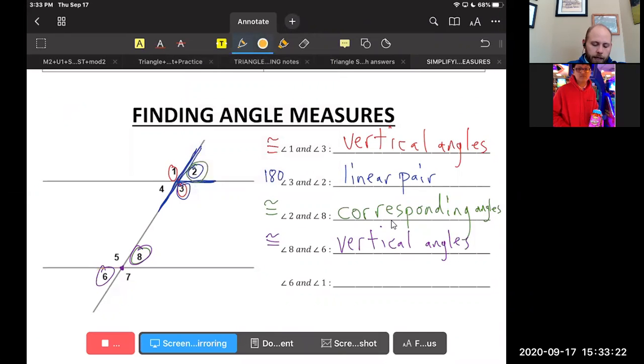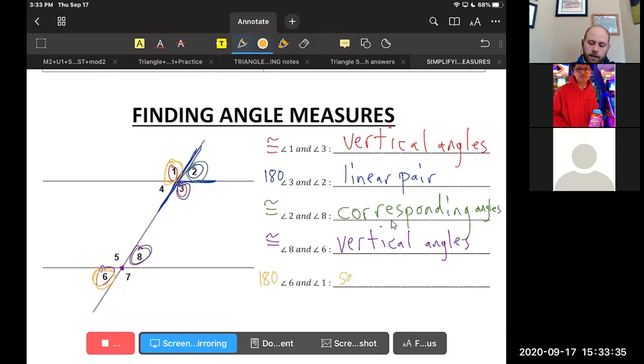And then our last pair here, we have 6 and 1. They add up to 180. They're on the same side of that transversal line, that slanted line. Linear? No. In order to be linear, they have to be right next to each other, just like 2 and 3. Good guess, though.